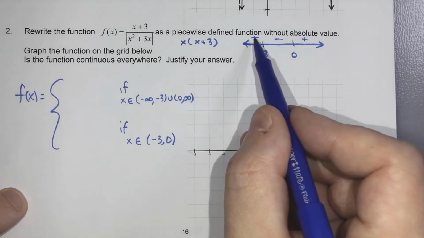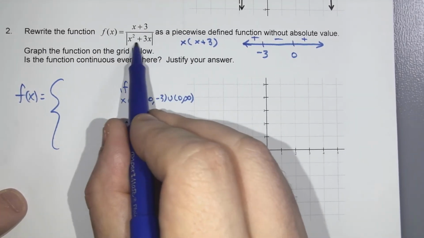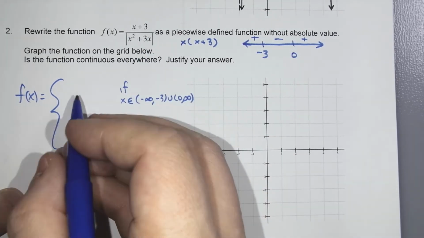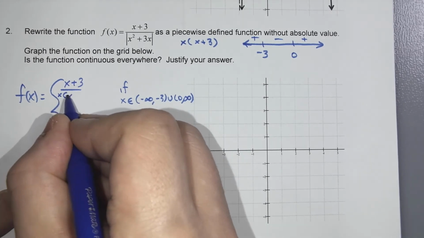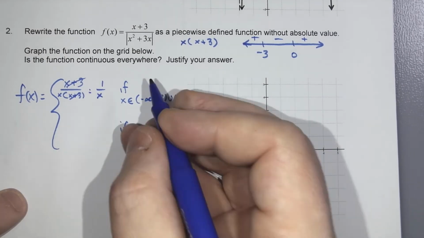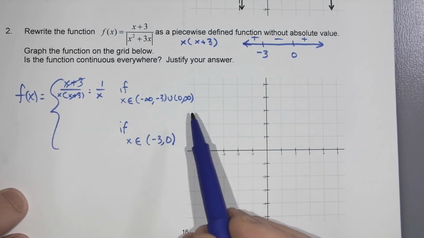If you are positive, then your output is just x times x plus 3. It's just whatever that thing is, because this value is positive. So here you would get x plus 3 over x times x plus 3, which is actually just known as 1 over x if we wish to simplify it. So the output would be 1 over x if x were in this interval.